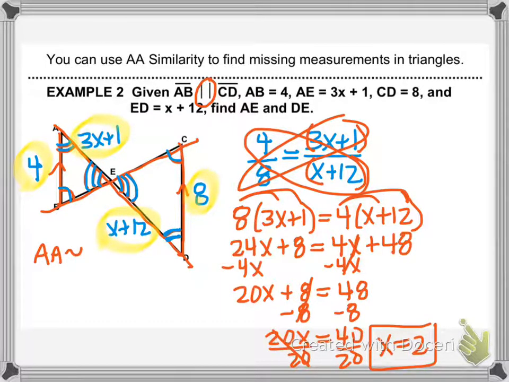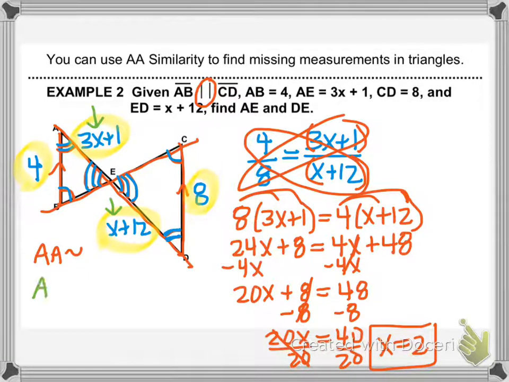Now remember, usually when you solve an equation, you're not done. That just gives you the value of a variable that you can then go back and plug in to find other measures. We need to find AE and ED. So we're going to plug in that value of 2 for x in both of those expressions. Let me get a different color. Okay, let's do it right here. So we'll put 2 here and 2 here.